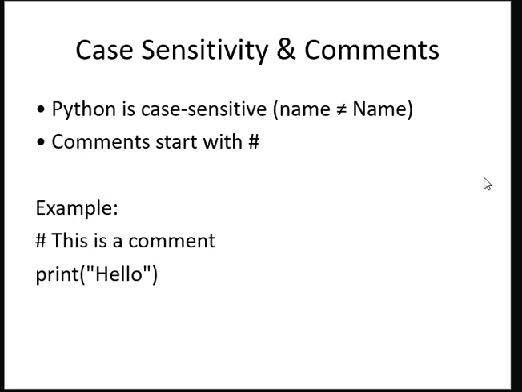Python is case sensitive. Case sensitive means an identifier or any word in capital letters as well as in small letters is treated separately. In this case the example given is name. So this Name is not equal to this name, because in one N is capital while in the other it is small. A comment starts with hash. Example: this is a comment, print hello.